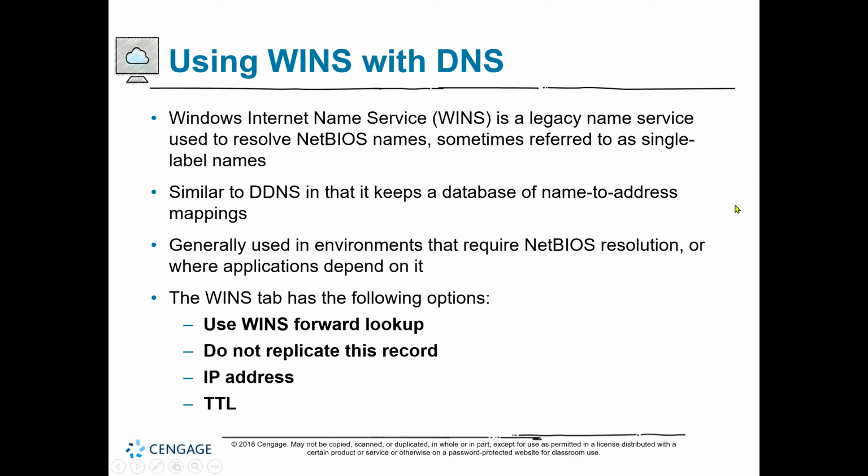Using WINS with DNS. WINS is Windows Internet Name Service. It's a legacy name service used to resolve NetBIOS names, sometimes referred to as single label names. Similar to DDNS in that it keeps a database of name to address mappings, generally used in environments that require NetBIOS resolution or where applications depend on it. The WINS tab has the following options: use WINS forward lookup, do not replicate this record, IP address, and TTL.